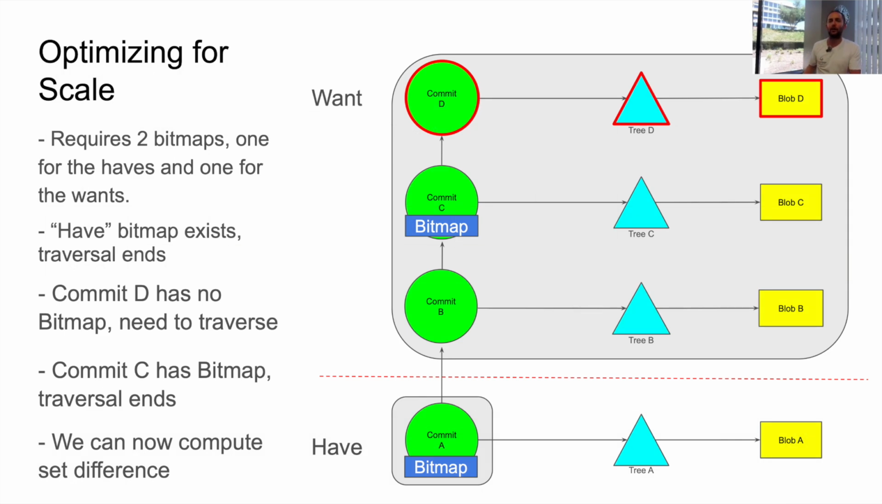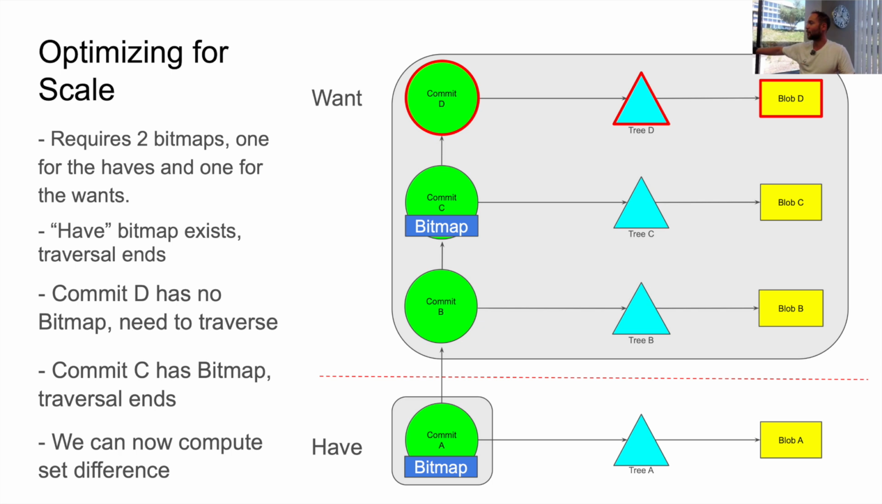So optimizing for scale. This approach requires two bitmaps, as I just showed. The bitmap for the want, so the server will go, okay, he wants commit A, let's find it. Does it have a bitmap? Yes, fine. Don't need to traverse anything else. Now, it wants D, starts and looks for D, so it has no bitmap, it needs to traverse, so we go to commit C, finds a bitmap, great, it stops there. It doesn't need to traverse anything else in the whole history, right?